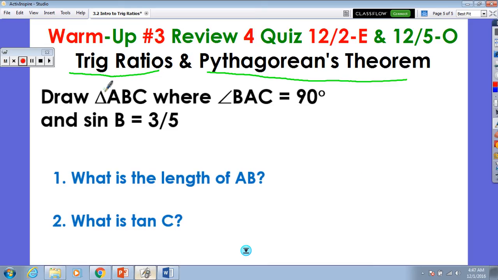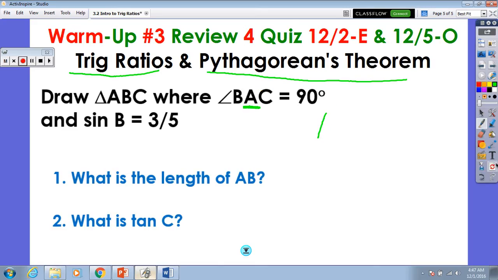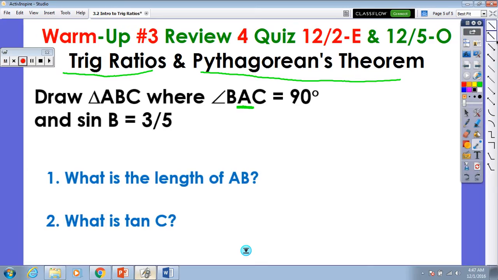So it says draw a triangle ABC where angle BAC is the 90-degree angle. Now let's remember, when we name an angle, the middle letter tells me where that angle is located. So when I draw this triangle, I need to draw a right triangle, and I need to label it so that angle A has the right angle. Okay, so there's one side, then I have this side and my third side.